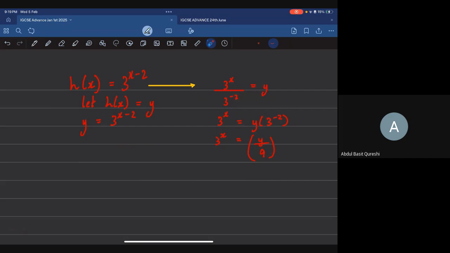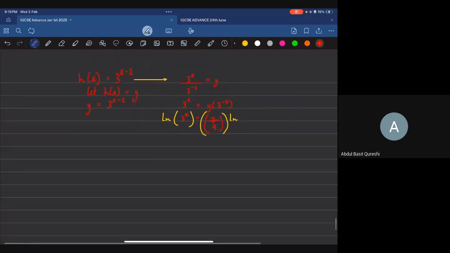Basit, the best possible way to do this question could be that I can take log on both sides. Sir, just teach me how to apply log. Basit, apply log on both sides, because if you do something on one side of the equation, you have to do it on the other, right? Okay, sir. Now, Basit, what's going to happen? You have ln of 3 raised to the power x is equal to ln of y over 9.